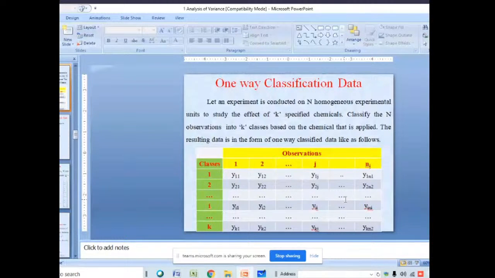Now I'm coming to analysis of variance one-way classification. So what is analysis of variance one-way classification? For the experiment that you have conducted, we have to present the data in this particular format. So the format that we are presenting is this one.